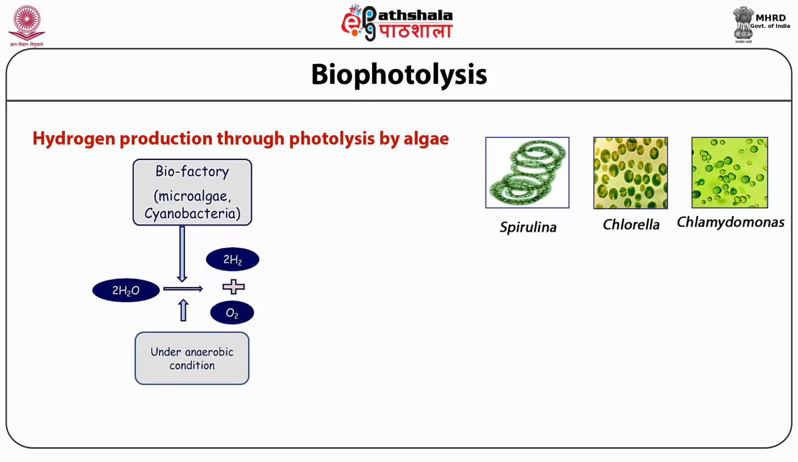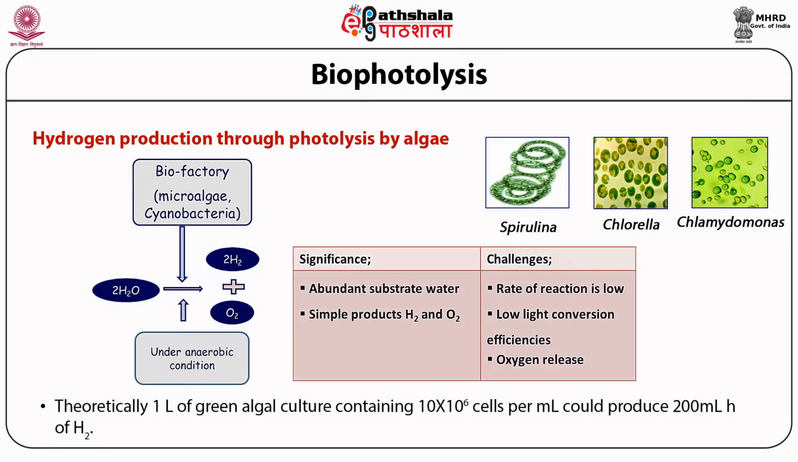The enzyme that serves as a biocatalyst for production of hydrogen here is the hydrogenase. The significance of this process is the use of water as the source of energy for production of hydrogen, and this process does not lead to the production of any other greenhouse gases. The limitation of this process is the production of oxygen.